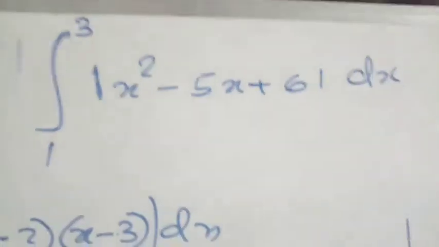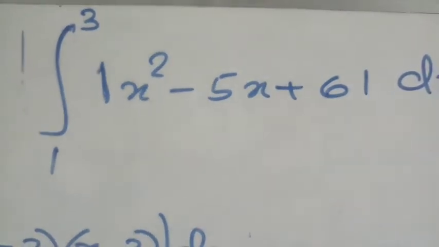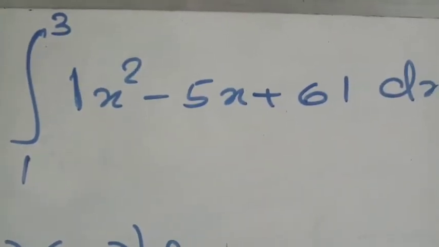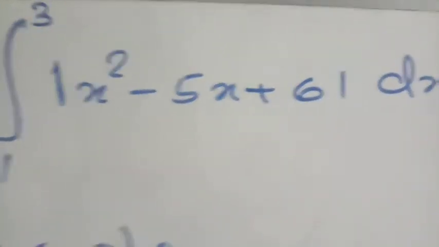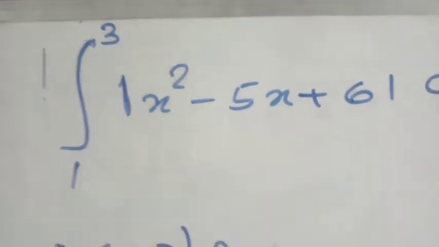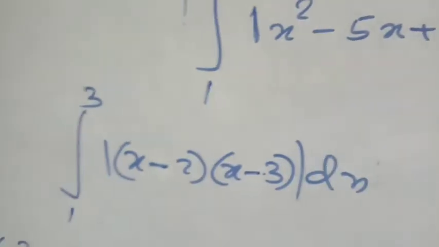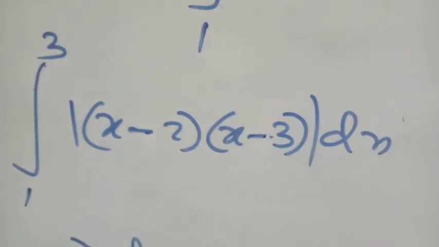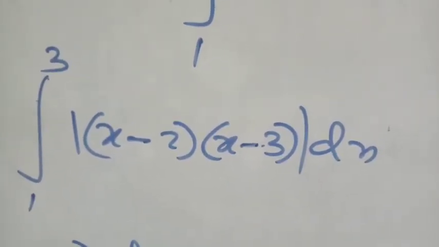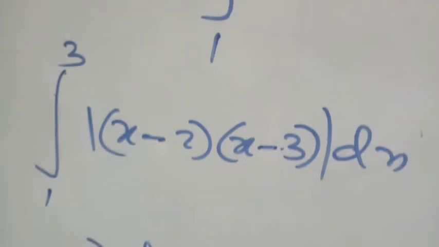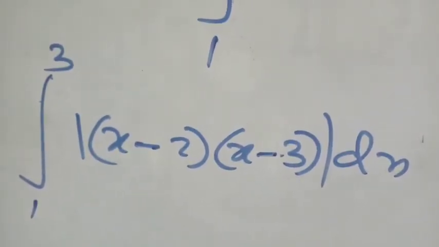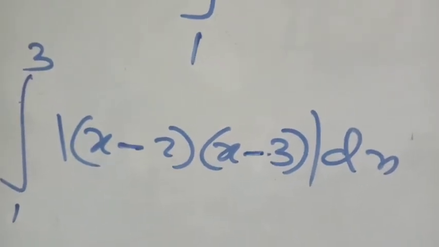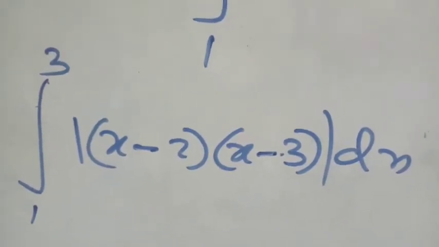Consider another problem of definite integration by splitting the limits: 1 to 3 mod of x square minus 5x plus 6. Here the function inside the modulus symbol is a quadratic one. So to identify the sign of that one, for which range that function will be positive or negative, we can say it by splitting that one.